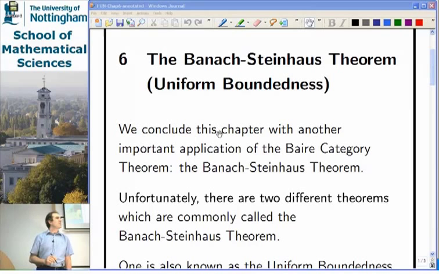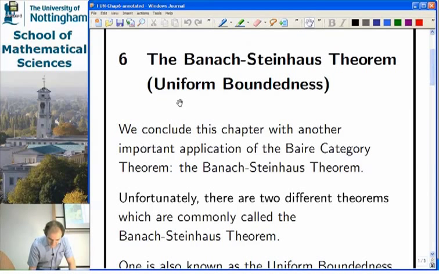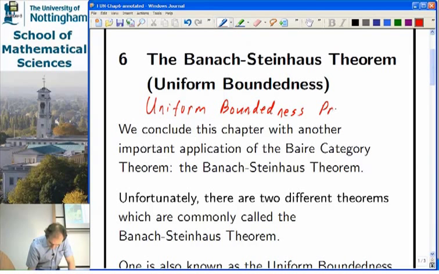So our next task is to do Chapter 6 on the uniform boundedness principle, or the Banach-Steinhaus theorem. I think we're going to be focused on what I call the uniform boundedness principle. And then it has a corollary, which is also called Banach-Steinhaus. It's unfortunate there are two different results called Banach-Steinhaus, and it depends on who teaches the module who calls which one which.